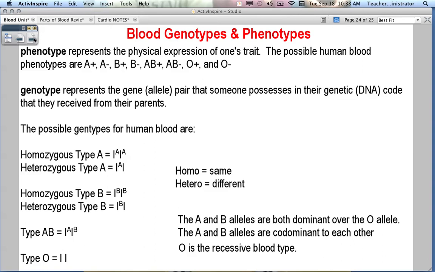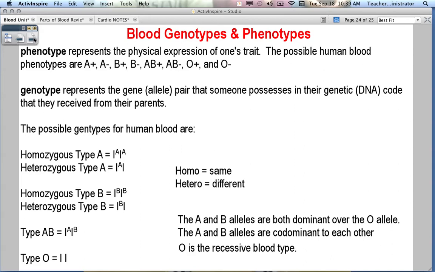The last thing we're going to learn about is something you probably learned about in Biology 1 already, which is using genotypes and phenotypes so you can do Punnett squares and figure out what your possible blood types for your children are. So again, phenotype is a vocabulary term that you should know, and that is the expression of your trait. So that's the physical expression of it.